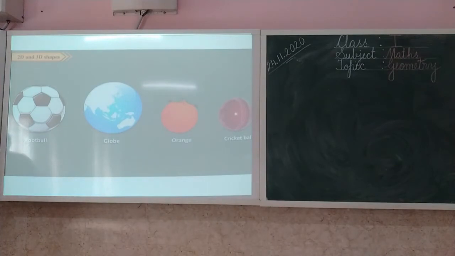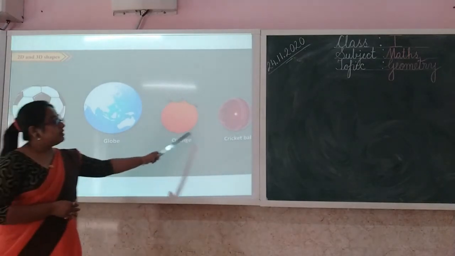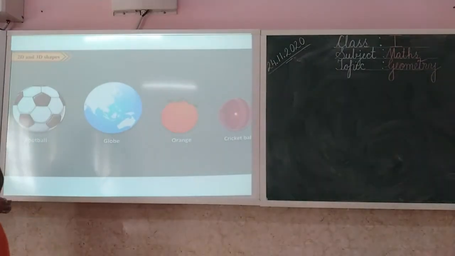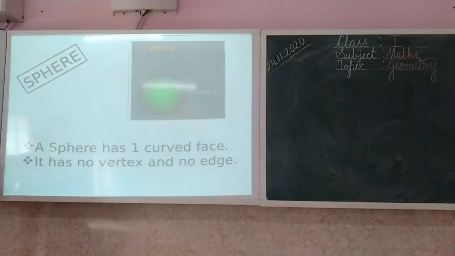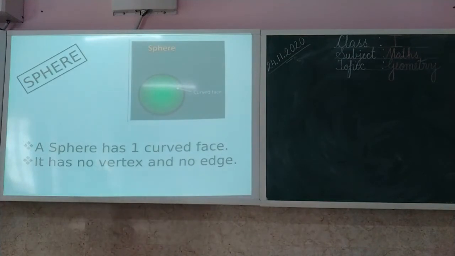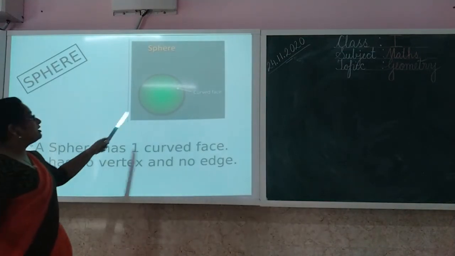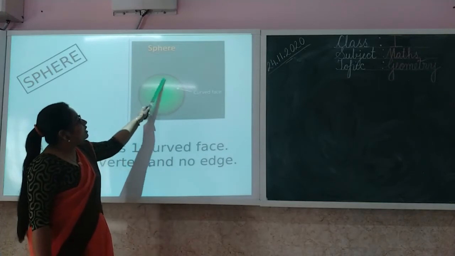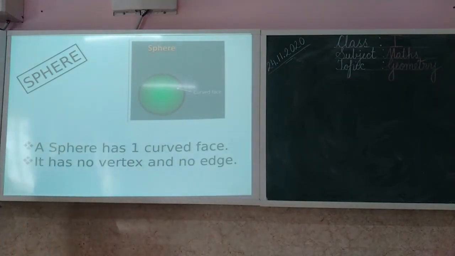Now children, look at the shapes shown here. All these objects have the shape of a sphere. So a sphere is a round shape. See, all these objects are round. These are representing the shape of a sphere. So a sphere has one curved face. This round face is called the curved face. It has no vertex and no edge. Moving to the next shape.